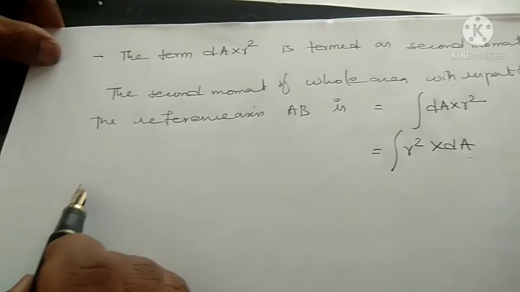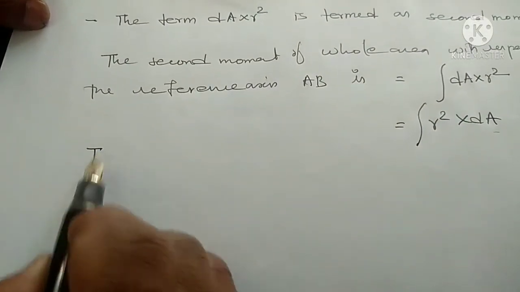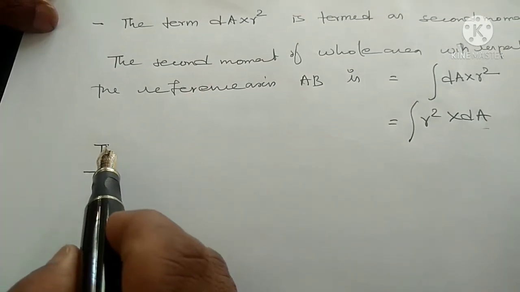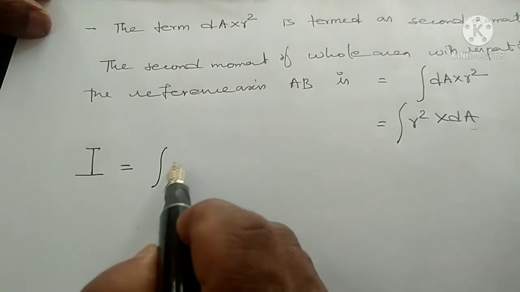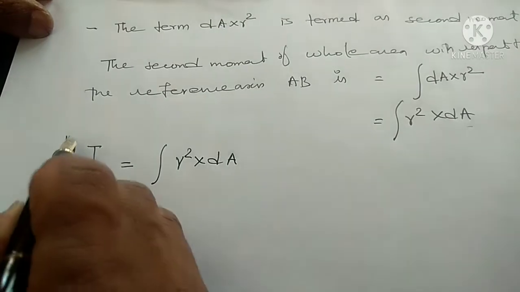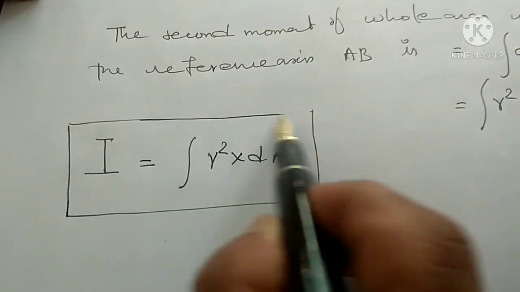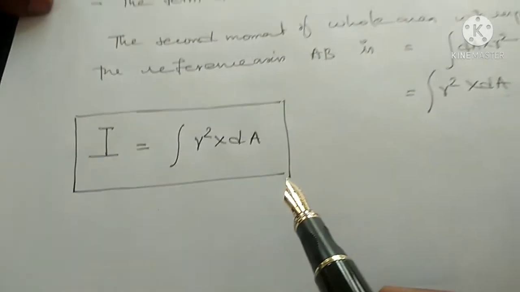This second moment of area is otherwise known as moment of inertia, which can be indicated as I. So the moment of inertia of the whole area, I, is equal to integral r square into dA. This is the expression for second moment of area, otherwise moment of inertia.